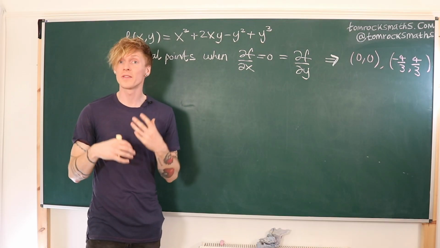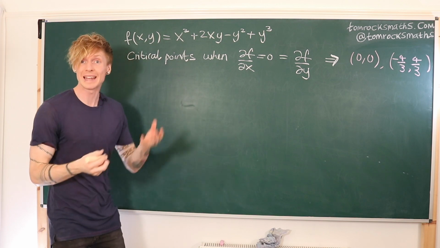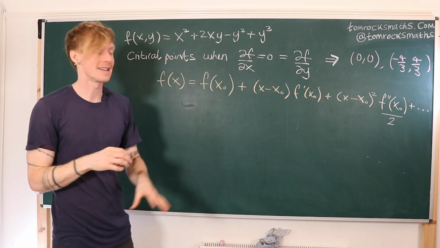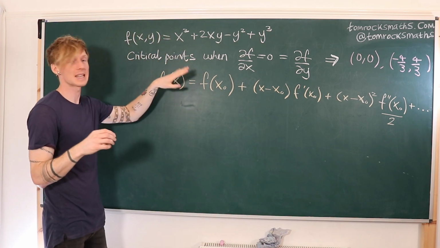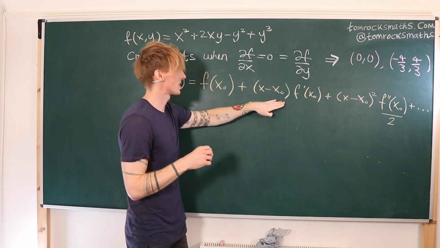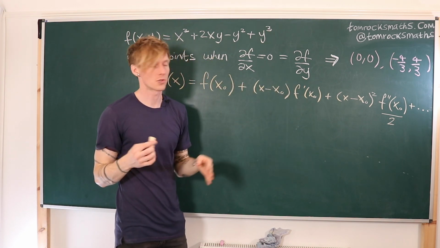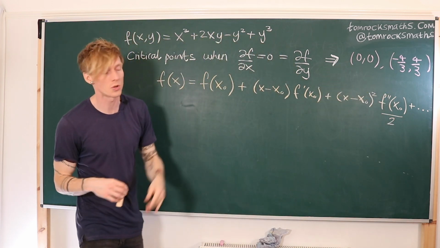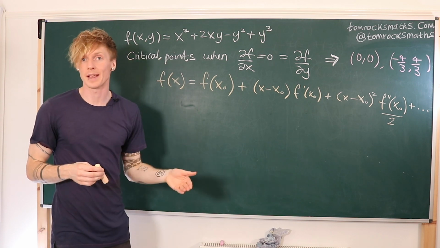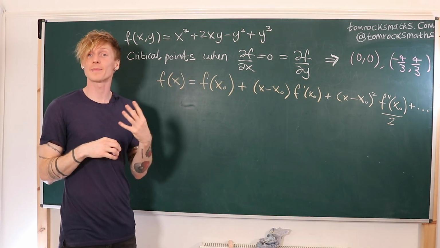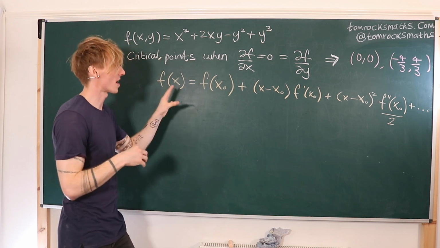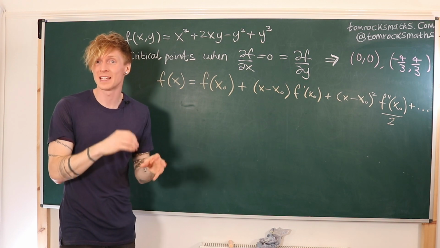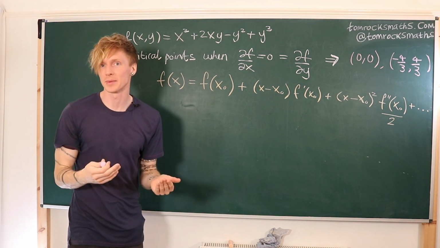For a function of one variable, the Taylor expansion is as follows. So this is just the first three terms in the Taylor expansion. So f(x) is f(x0) plus (x minus x0) f'(x0) plus (x minus x0) squared times f''(x0) divided by 2, and we carry on in this way. As you might expect, the Taylor expansion in two variables is very similar, except now we're going to have to do partial derivatives in each of the two variables.